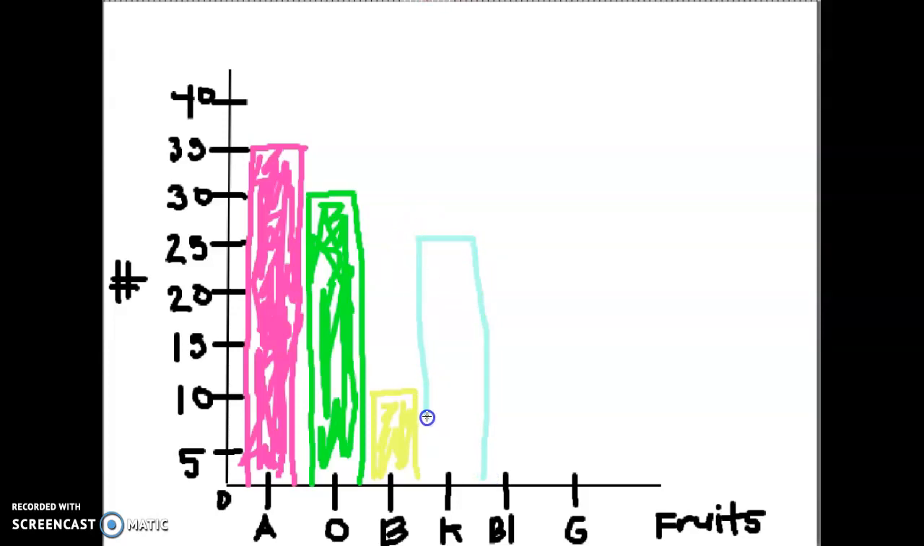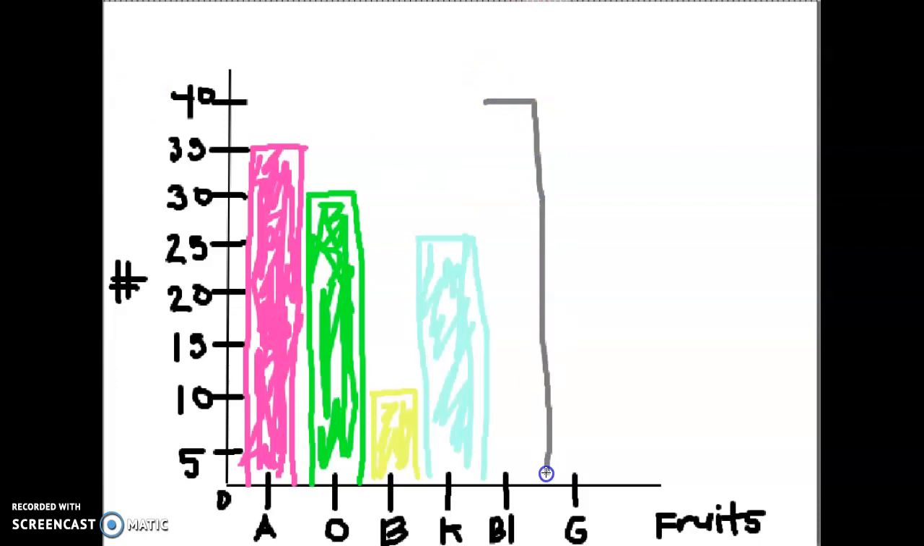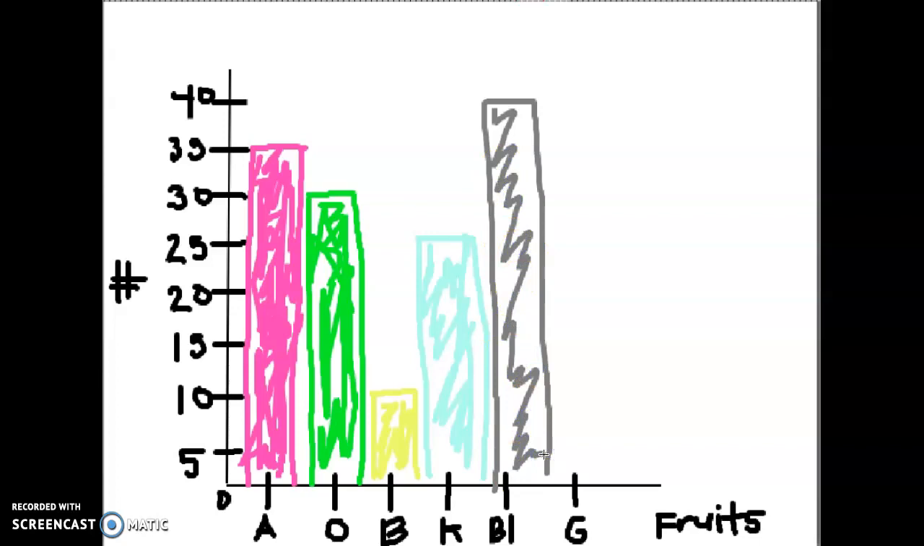And again, I'm sure you guys will have straighter bars, just the program I'm using is a little bit difficult. Kiwi. And then blueberry was our highest. This was 40. So we're going to find the 40, which is right here, draw our bar. And then we'll shade that guy in. And then our last is grape, which was 5. And then we'll find the 5, which is right here, and we'll make that bar.